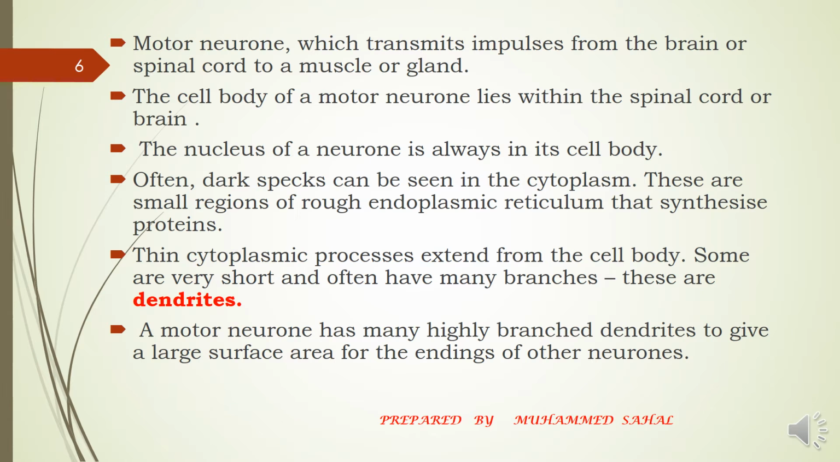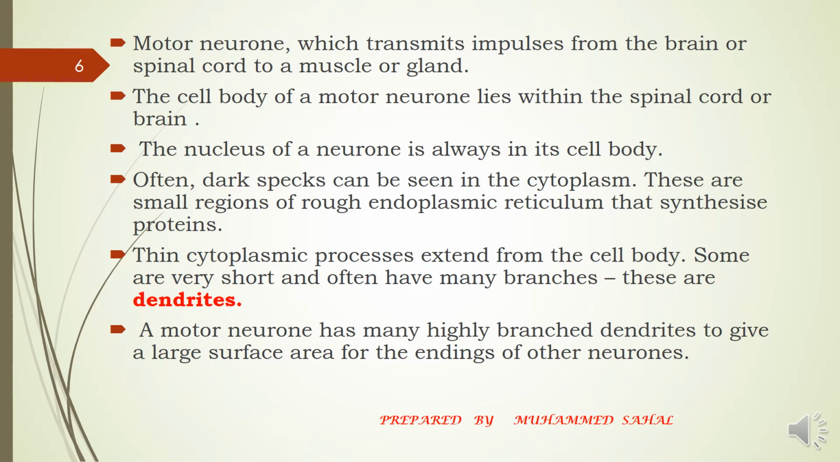Motor neuron, which transmit impulses from the brain or spinal cord to a muscle or gland, that is effector. The cell body of a motor neuron lies within the spinal cord or brain. The nucleus of a neuron is always in its cell body. Often dark specks can be seen in the cytoplasm. These are small regions of rough endoplasmic reticulum that synthesize proteins.